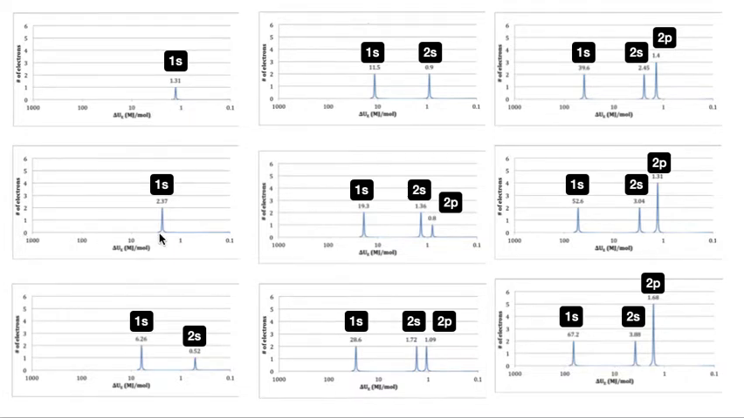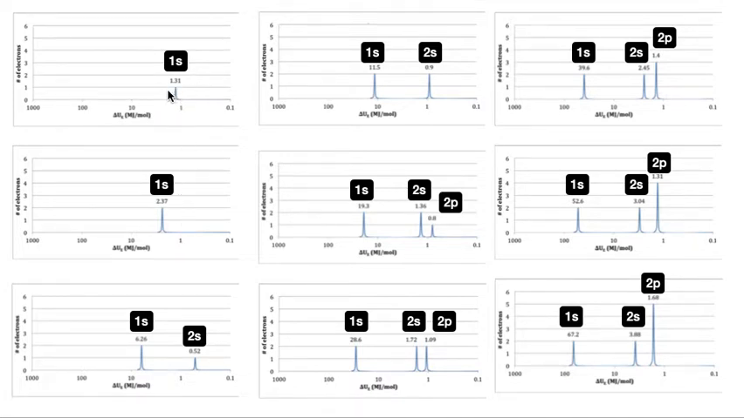As we're going along, that's the first peak. That's 1s. Always the first peak is 1s, and that will always be associated with the highest amount of binding energy for that element. So what's interesting here is comparing binding energies between elements.